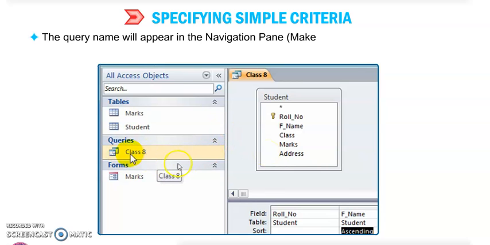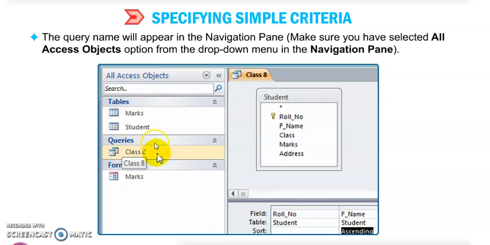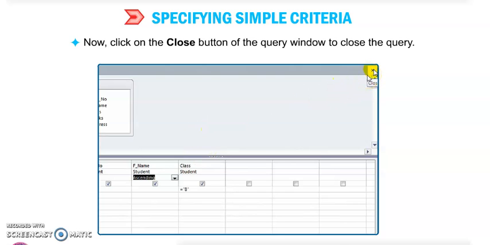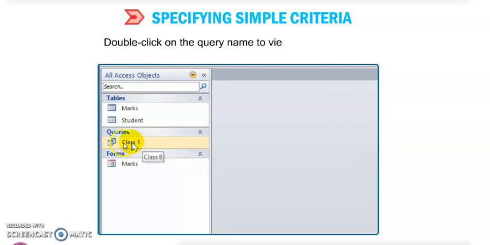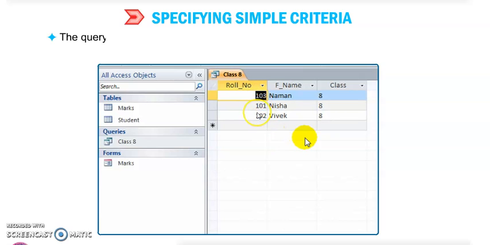The query name will appear in the navigation pane. Make sure you have selected the All Access Objects option from the drop down menu in the navigation pane. Now click on the close button of the query window to close the query. Now double click on that query name to view the query output. Now you can see only the roll numbers and father's names of class 8 will come. For this we have set the criteria that we want to see only the class 8 students' father's names. So with this option we can set the particular criteria to view the query.